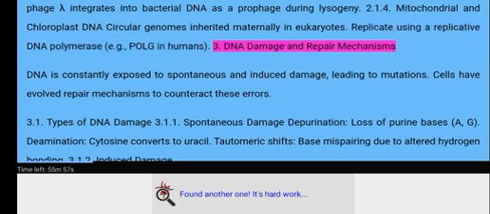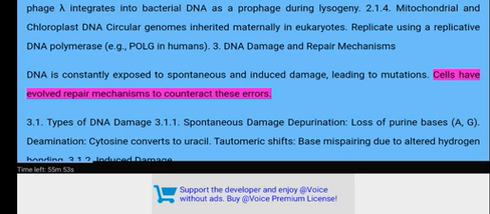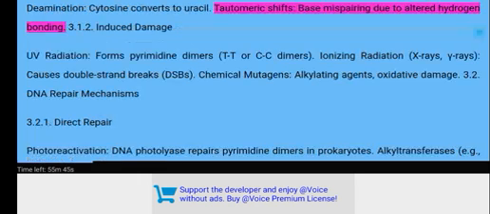3. DNA damage and repair mechanisms. DNA is constantly exposed to spontaneous and induced damage, leading to mutations. Cells have evolved repair mechanisms to counteract these errors. 3.1. Types of DNA damage. 3.1.1. Spontaneous damage. Depurination, loss of purine bases A, G. Deamination, cytosine converts to uracil. Tautomeric shifts, base misfiring due to altered hydrogen bonding.